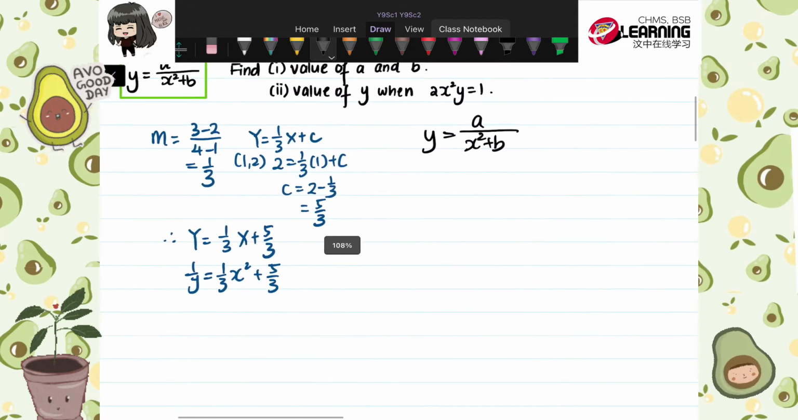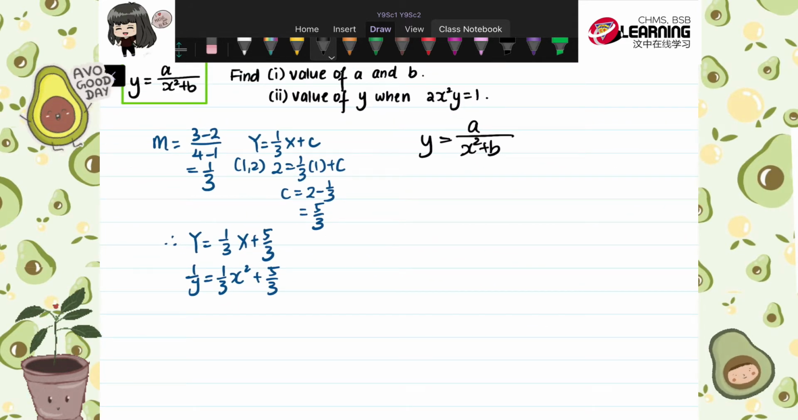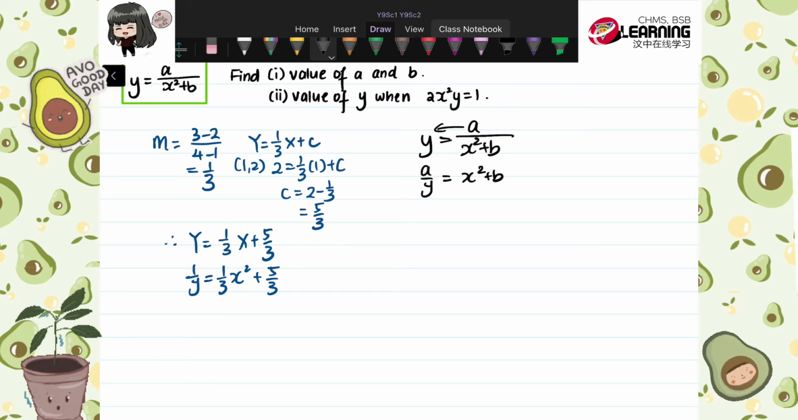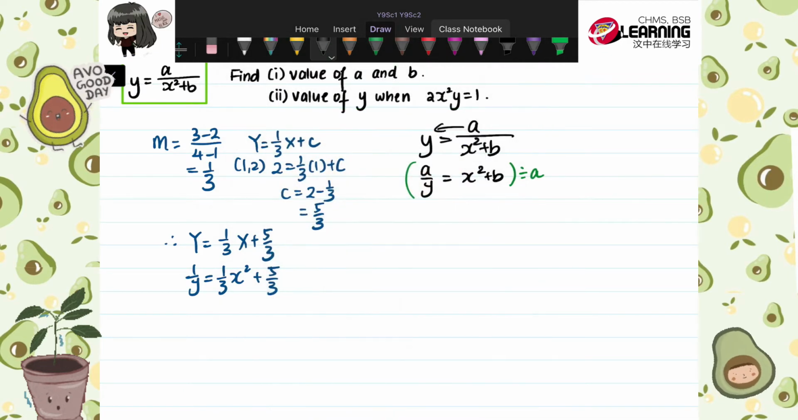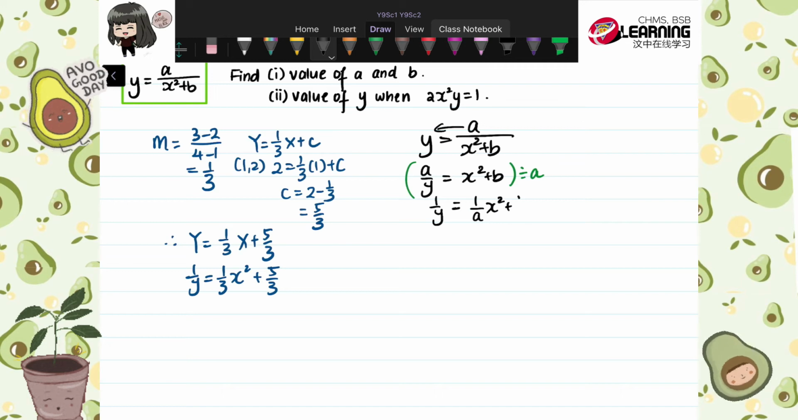Okay, I'm going to reduce this one. How am I going to reduce this? I can move my A to the other side, so A over Y equals X squared plus B. Then everything here I divide by A, so I make it into 1 over Y equals 1 over A X squared plus B over A.